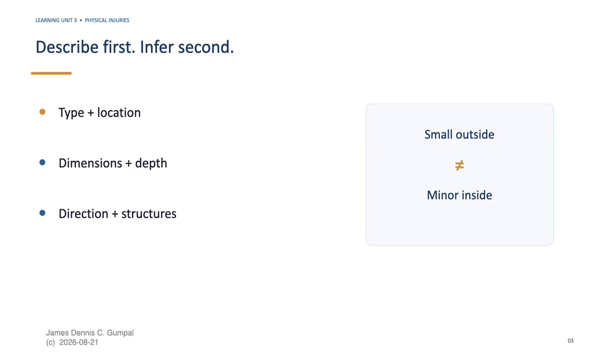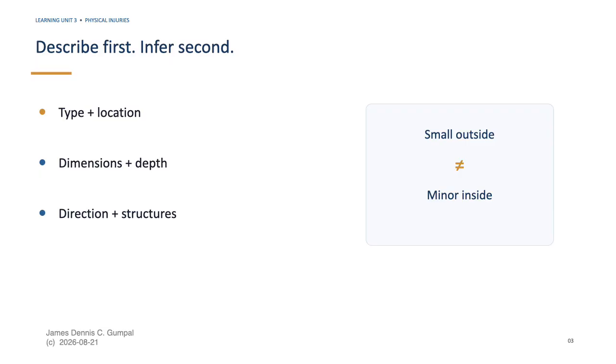A defensible report starts with description. Type and location. Ask whether we are dealing with an abrasion, contusion, laceration, incised wound, stab wound, fracture, burn, or other trauma, and which anatomical region is involved. Dimensions and depth reminds us that skin length is not penetration depth. Direction and structures ask about the wound tract and injury to vessels, nerves, organs, or bone.